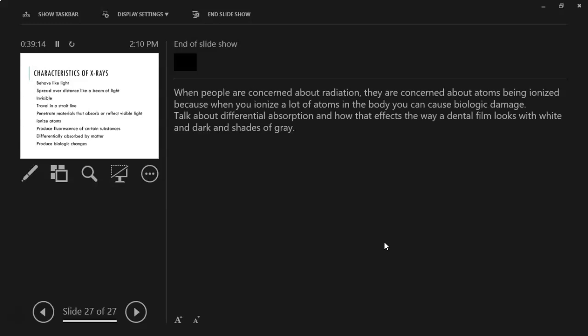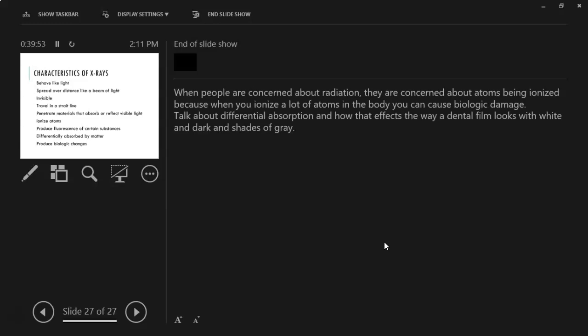Anyways, characteristics of X-rays: they behave like light. They are spread out like the beam of a light. They are invisible. You cannot see X-rays. They do travel in a straight line. Though they diffuse and spread out, it's not like they change directions. We'll learn about that in the inverse square calculations of how that actually works in the weeks to come. They penetrate materials that absorb or reflect visible light.